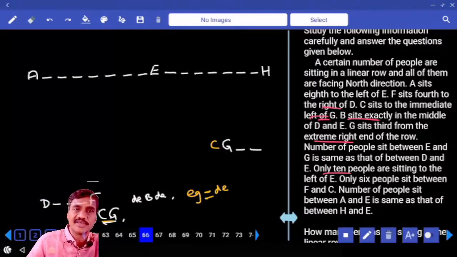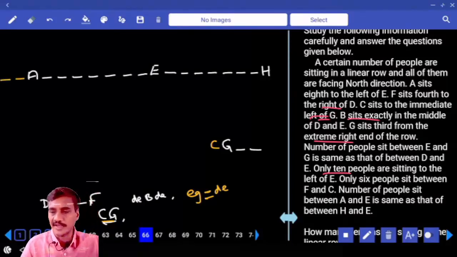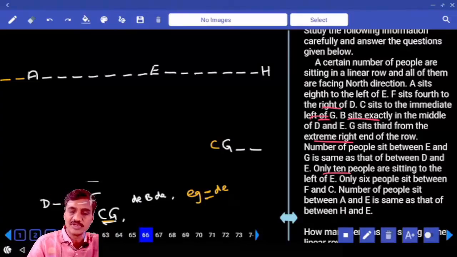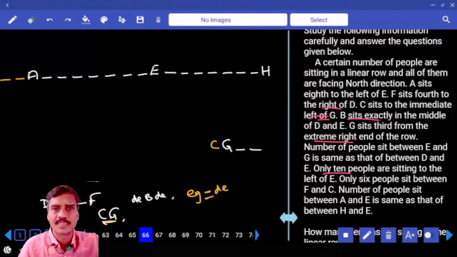7 persons in between A and E means A is the 8th person, to the left, 9 and 10. Saripenda? And only 6 people between F and C. F ki C ki madhya entamandi unnaru cheppandi, there must be exactly 6. Exactly 6 ante C manaki etu pakka undali. F ki left hand side right hand side?